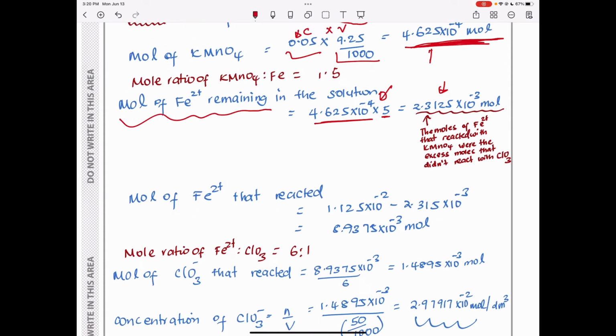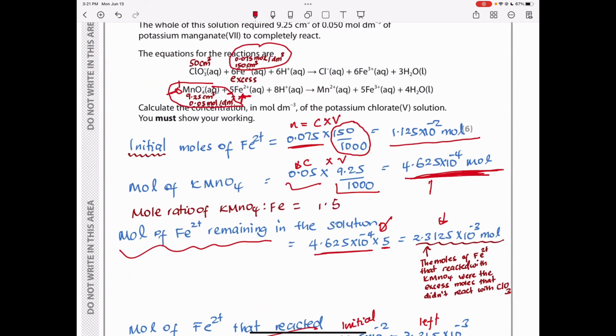And then lastly, if you want to find the number of moles of iron 2 that reacted, we're going to subtract the moles that were there initially, initial moles, minus the moles that were left behind, which is this. And therefore, that gives us 8.9375 times 10 power negative 3. Now, these are the number of moles of iron that should have reacted in here.